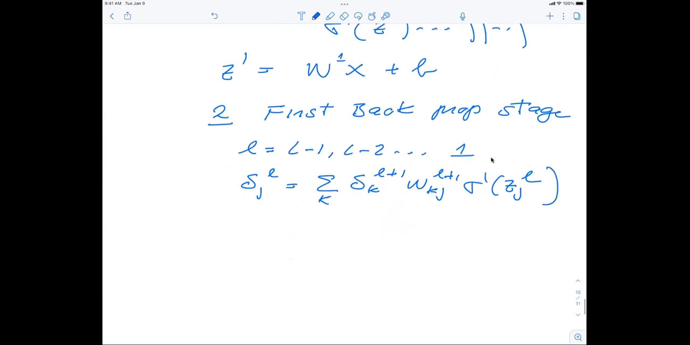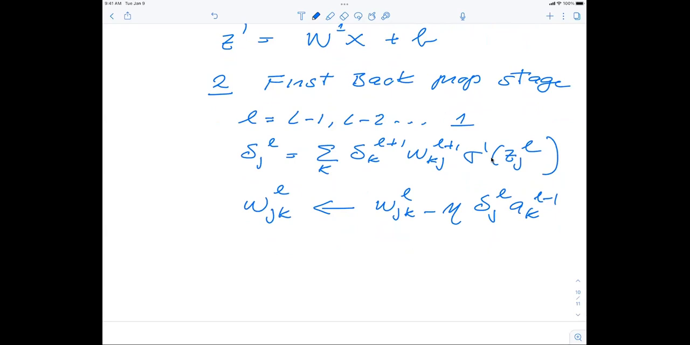Then we need the gradients. So we have the gradient descent, which is applied to the weights, like we did with the parameters in linear regression and ordinary least squares and logistic regression. So we would have a w JK, which is now being updated, minus this learning rate, eta. So eta is the learning rate. And then I have a delta J of L multiplied with A K of L minus 1. So this is my gradient. And now what I have to plug in now is a learning rate.